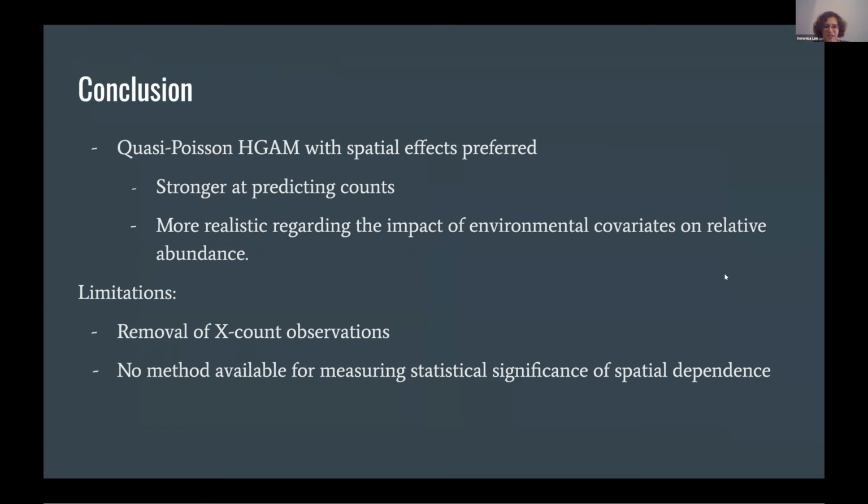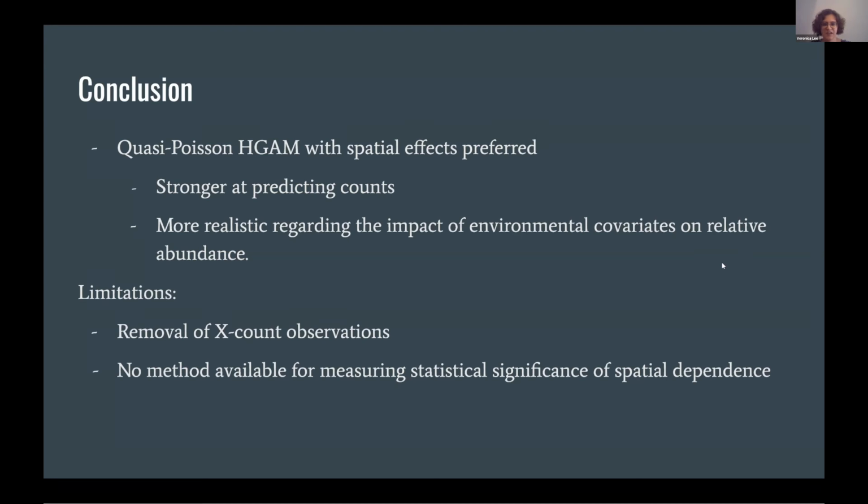So to conclude, we decided to prefer the quasi-Poisson HGAM with spatial effects. We found it to both have better prediction quality and also to be more realistic regarding the true impact of environmental covariates on relative abundance. This has very important implications, for example, in conservation initiatives.